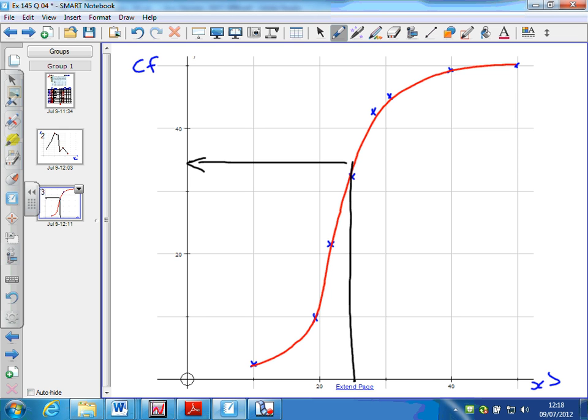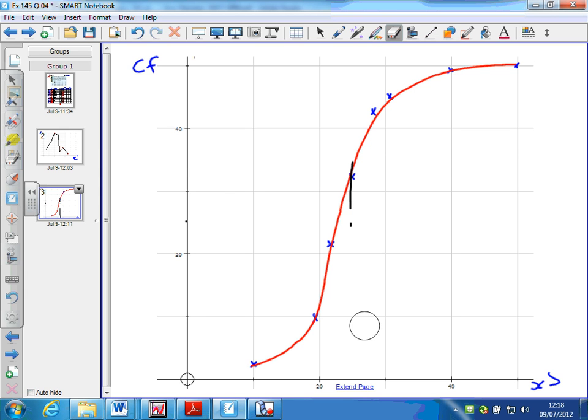What's the value for the 30th piece of data? Or say the 25th piece of data, so I can go to the 25th piece of data and across and down to get that value. And so on. So I can use the cumulative frequency curve to get information.